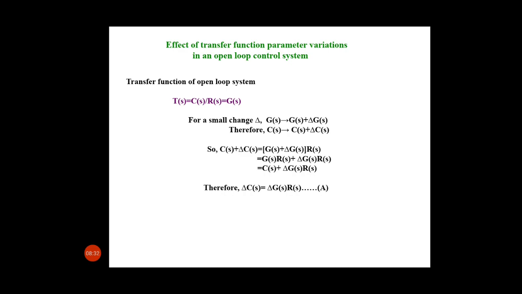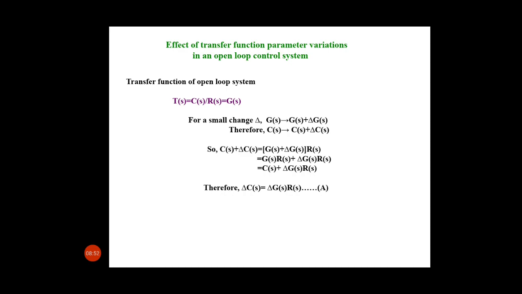We are discussing these three effects one by one. First, we look at the effect of transfer function parameter variation in an open loop control system.